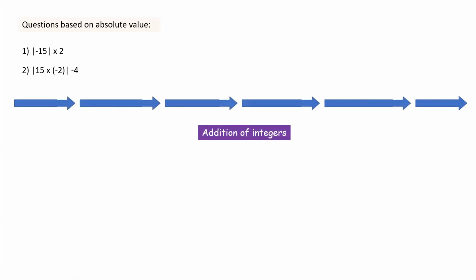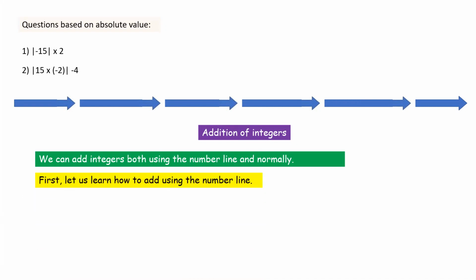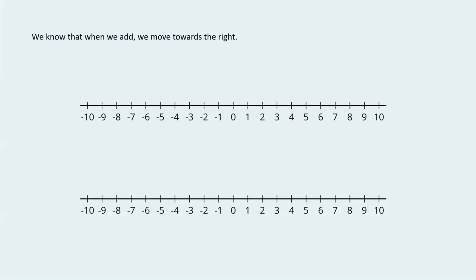Now let us move on to addition of integers. We can add integers both using the number line and normally. So there are two methods of adding integers. First, let us learn how to add using the number line. We know that when we add, we move towards the right. That's obvious, right? So we can take up a simple example.